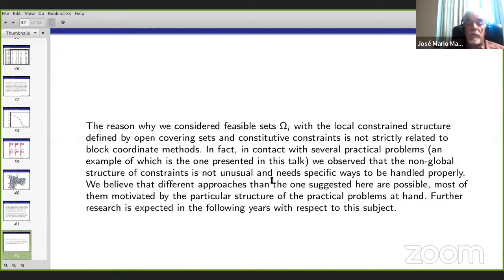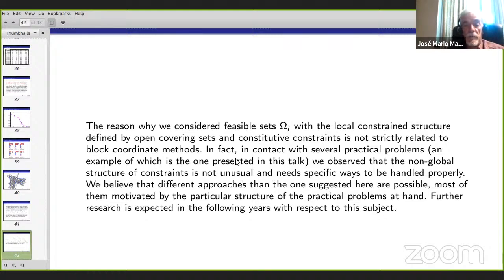Finally, the reasons why we consider feasible set omega with the local constraint structure defined as open covering sets and constitutive constraints is not strictly related to block coordinate methods. In fact, in contact with several practical problems, you can find situations where the reasonable representation of constraints is not the global one. I mean, you need to represent the constraints one way in one region, another way in another region, and so on. So I believe that different approaches than the one suggested here are possible, most of them motivated by the particular structure of the practical problem at hand.